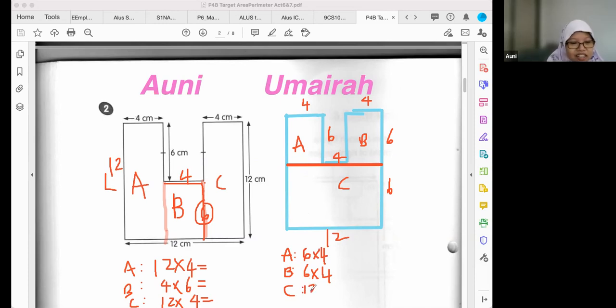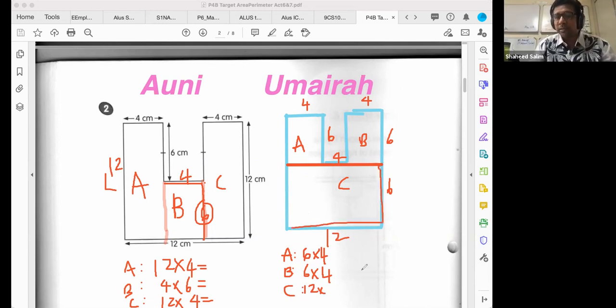12 times 6, because this is the length. 12 times 6. So let us see. Look, the workings are different. There's 6 times 4, 6 times 4, 2. This one, 4 times 6, there's 1 only. So 12 times 4 is 48. 4 times 6 is 24. 12 times 4 is 48.